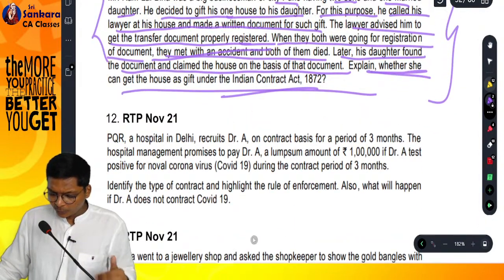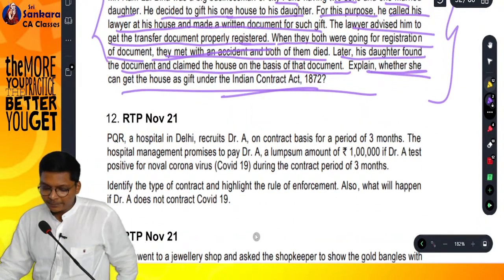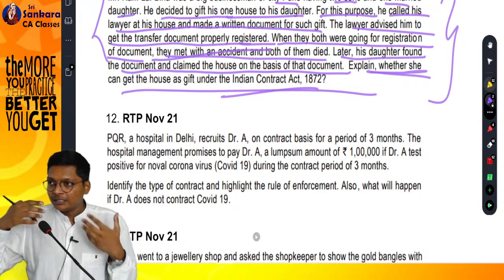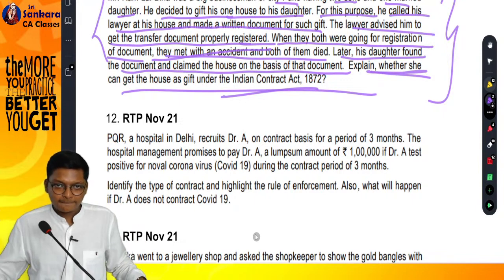Question number 11. Simple question. Read it by yourself. One question I'll read, one you read. I want you to be ready for the exam. Just read, think of the answer. Wrong also, it's fine.